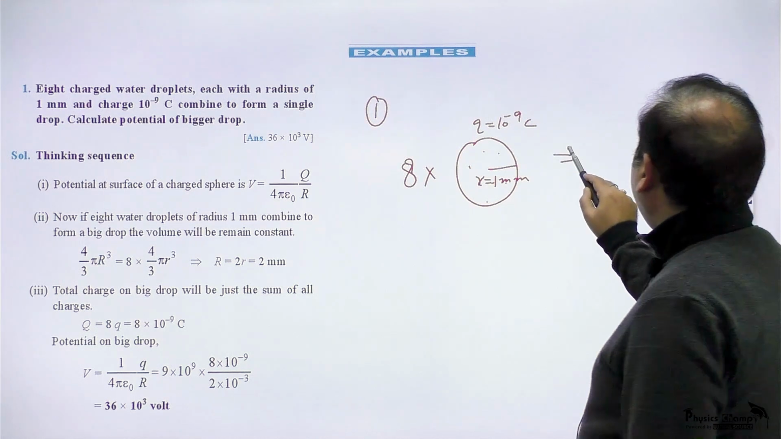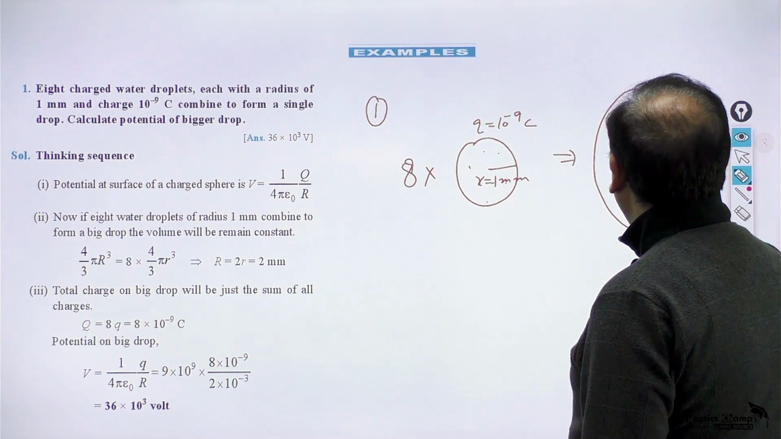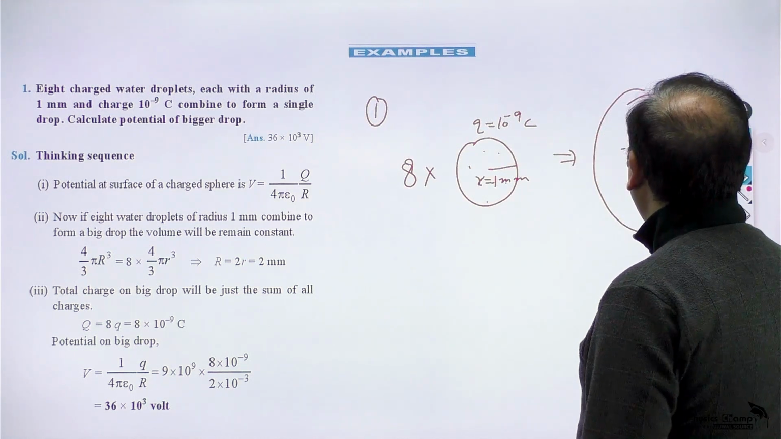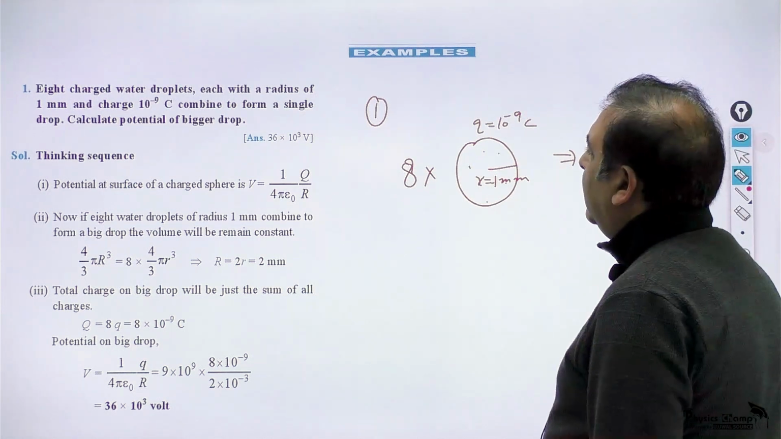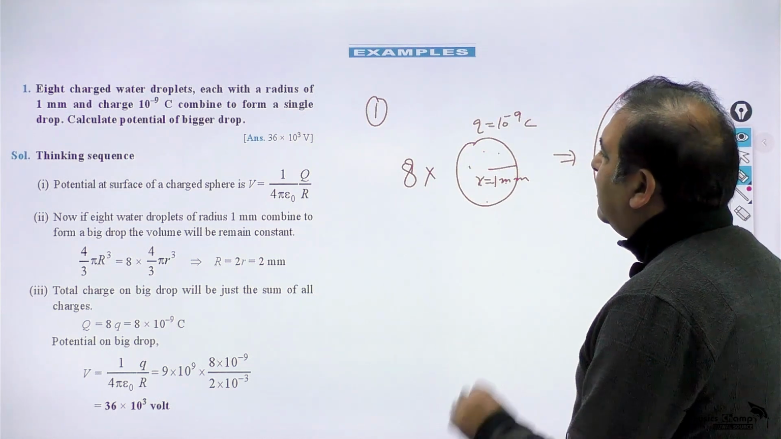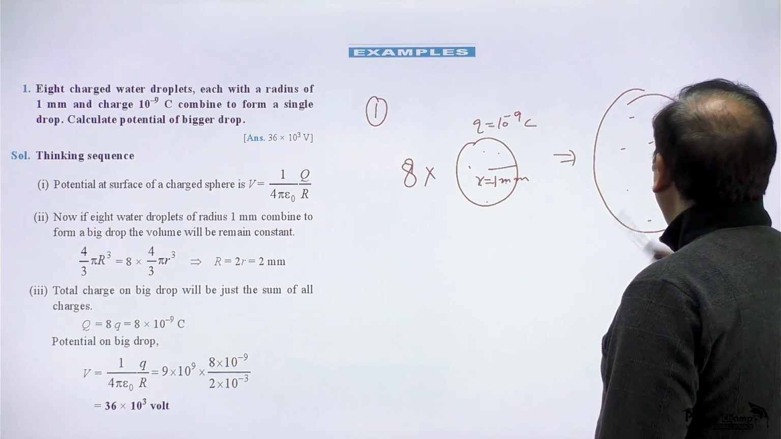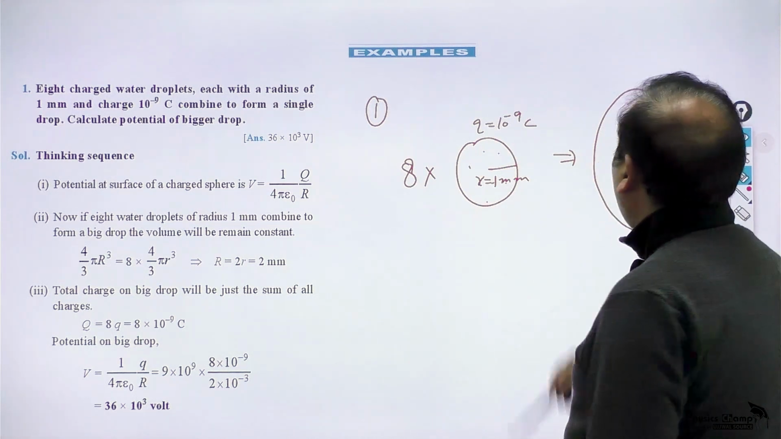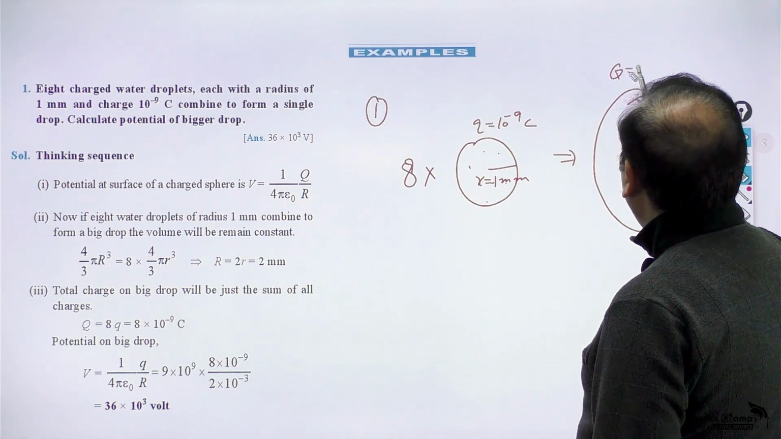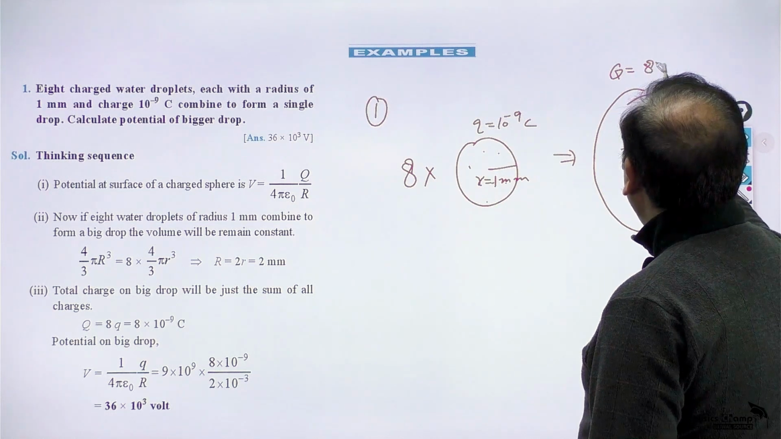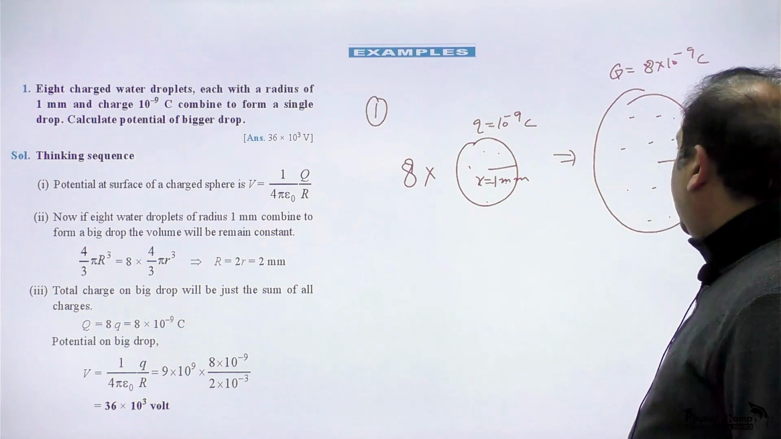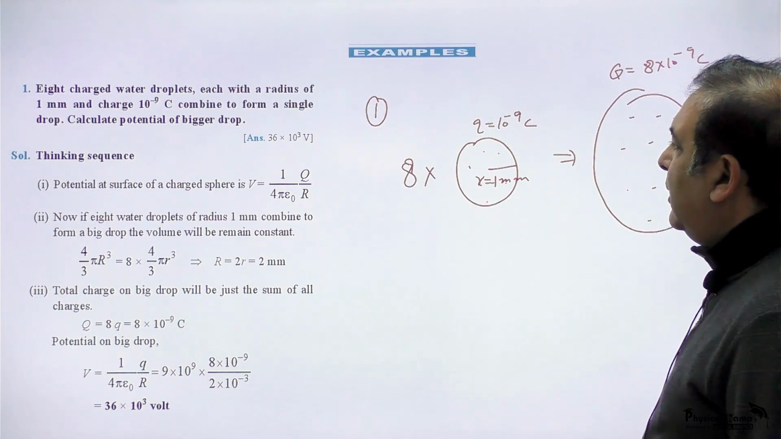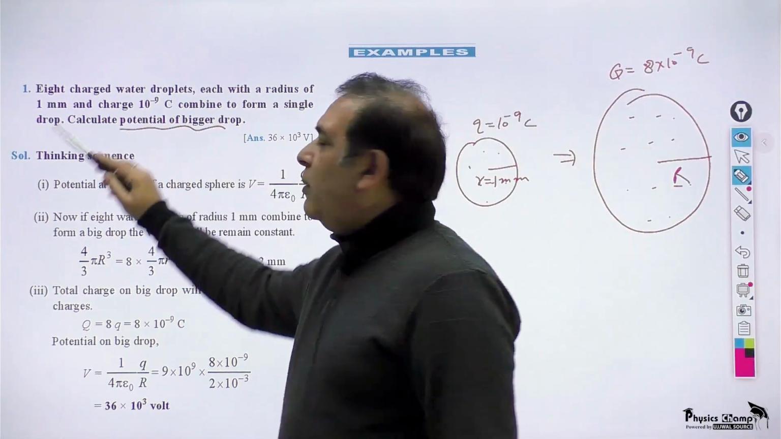They are all mixed to form a single drop. So how much will be the charge on it? It will be 8 into 10 to the power minus 9 coulomb, and its radius may be capital R. Calculate the potential of the bigger drop.